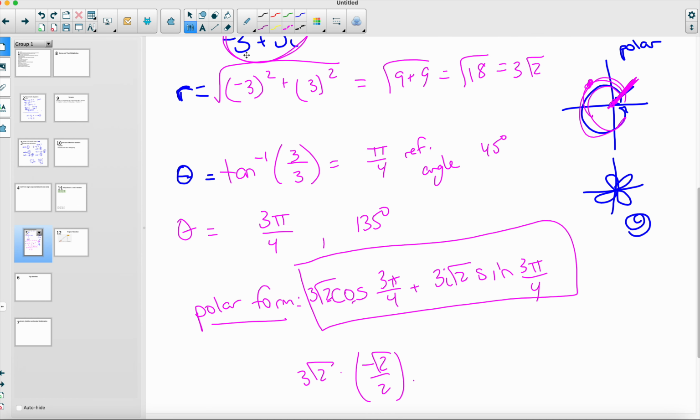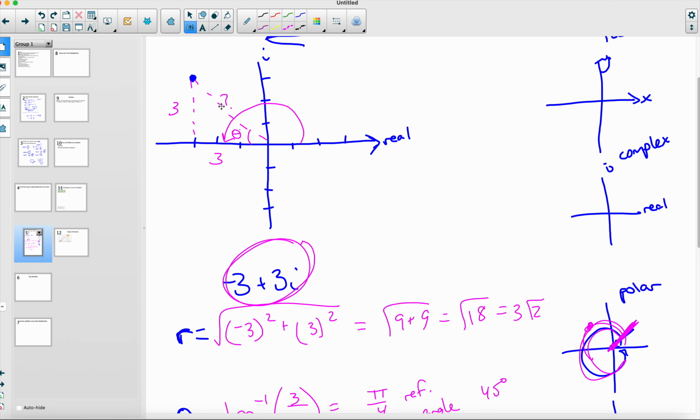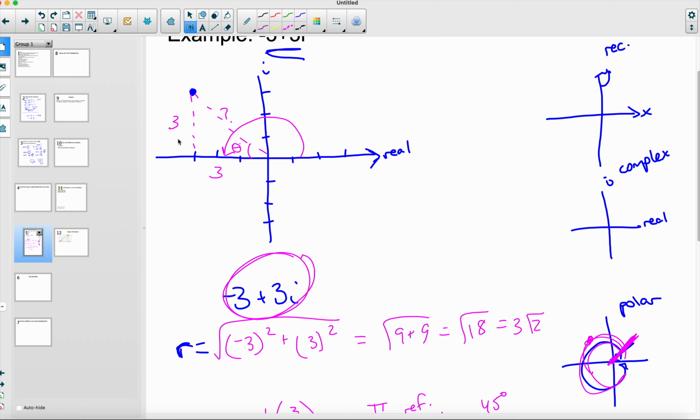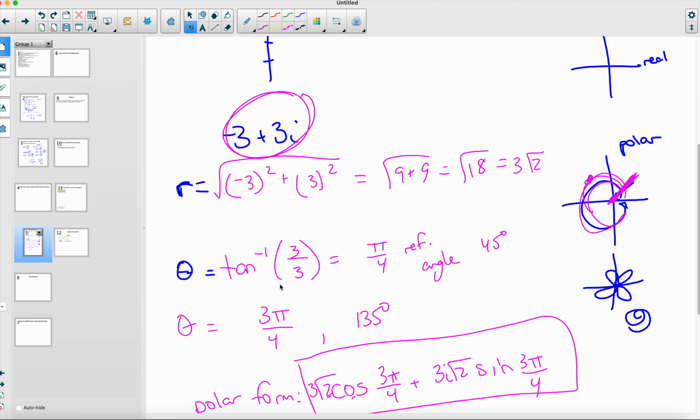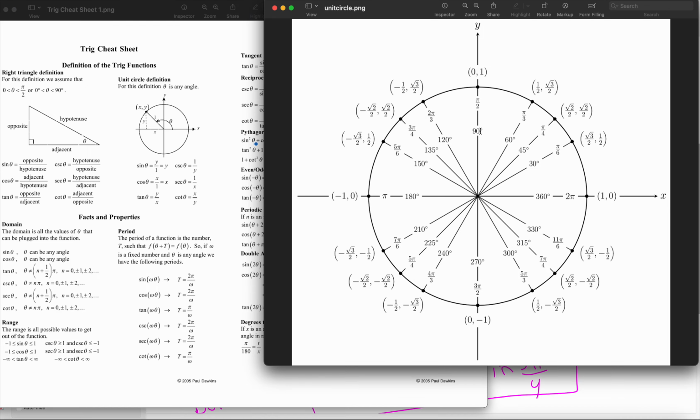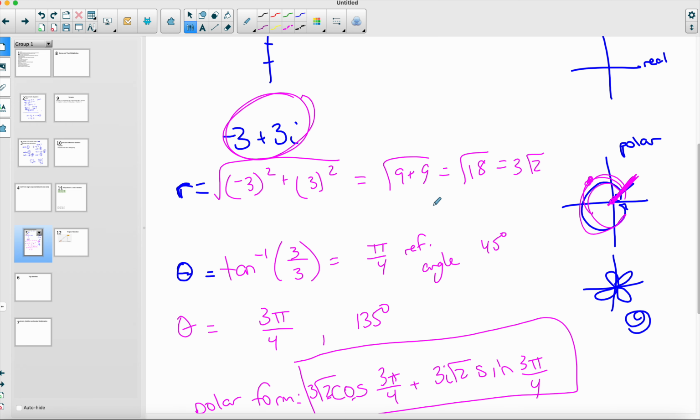So it's the same thing as a squared plus b squared is c squared to get the hypotenuse, and then we use tangent to find the angle because we typically have opposite over adjacent. I use reference angles. You can go straight to the angle because of the unit circle, if you can have your reference sheet. So these are complex numbers.